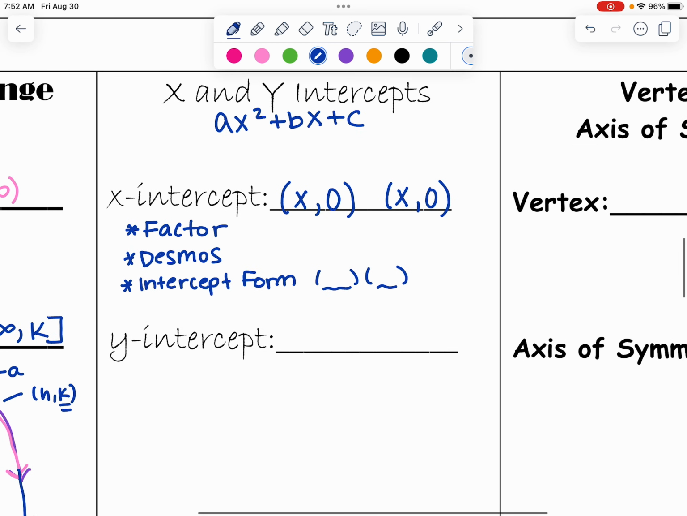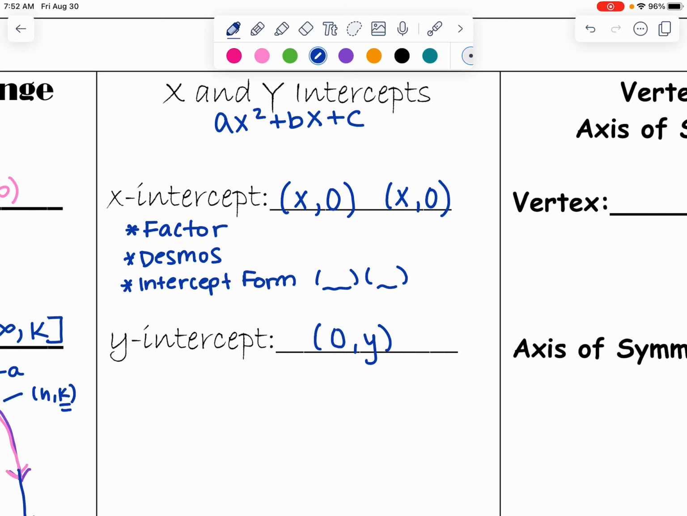Now the y-intercept, this is where the graph crosses the y-axis. So that's when x is 0, and then we have the y for that problem. A graph will only ever have one y-intercept. It can never have more than one, only one.